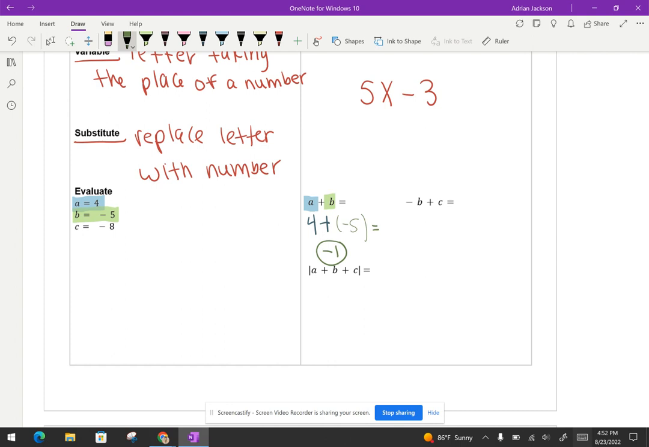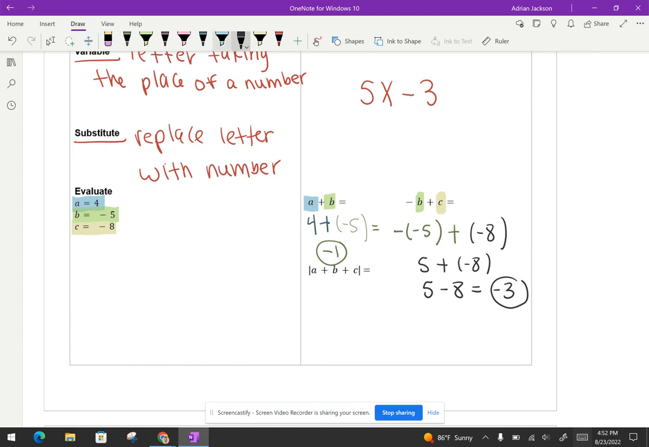All right, the next one we have -b and we have a c. So I'm going to put b right here, and then my c is going to go right here. This one's a little bit tricky because it says -b, and b is already negative. So that means we're going to have a double negative. We're going to have minus -5, and then plus -8. So remember, what do we do when we have a double negative? We turn it to a plus, or a positive. So this is actually going to become 5 plus -8, or you could write it as 5 minus 8, which is equal to -3. So that's our answer for that one.